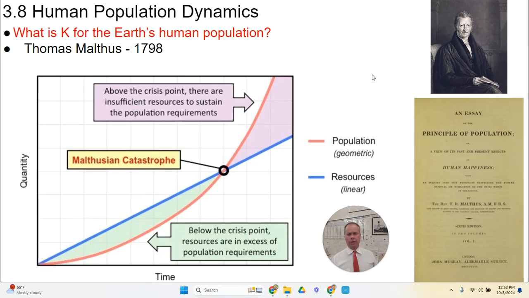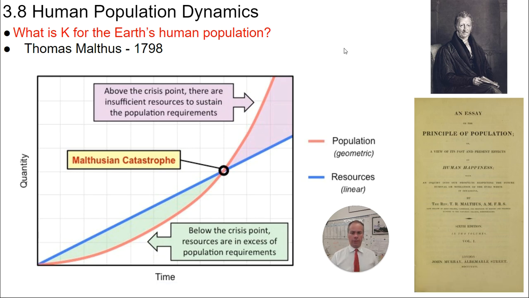Humans have asked for a long time, well, what size population can the Earth support? What's the carrying capacity of the Earth for humans? Someone you probably have heard of is Thomas Malthus, who in the late 18th century wrote an essay on the principles of population. What Malthus thought is that population will grow, and eventually, if it outstrips available resources, then there will be some crisis, a Malthusian catastrophe, that will reduce the population in size, because there's not enough resources beyond that to support the population.